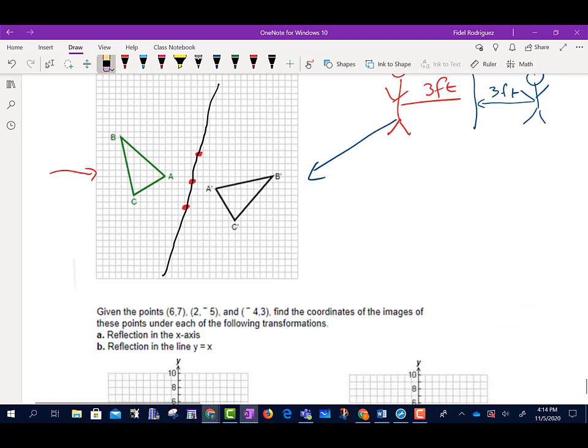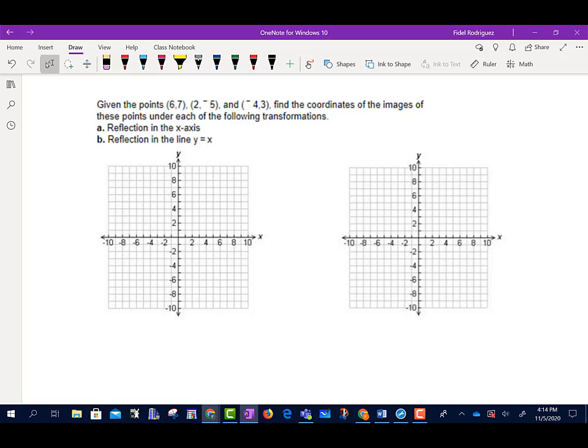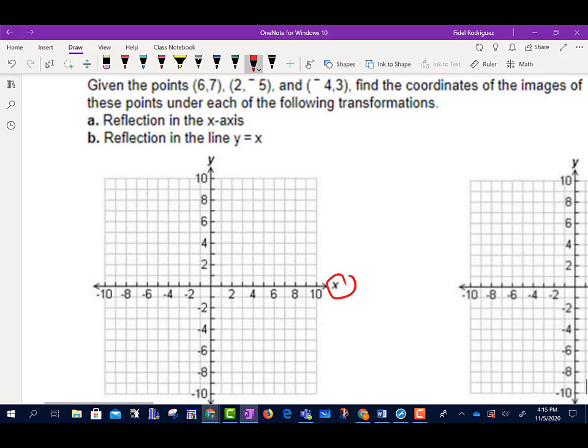Okay, now, here's our next problem. It says, given the points (6, 7), (2, -5), and (-4, 3), find the coordinates of the images of these points under each of the following transformations. Part A says the x-axis. So again, let's just remind ourselves, this is the x-axis, okay? The first thing I'm going to do here is plot each of these points. So the point (6, 7) means go to the right 6 and up 7. Okay, (2, -5) means go to the right 2.